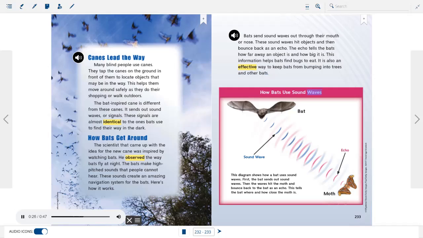How bats use sound waves. Bat, sound wave, echo, moth. This diagram shows how a bat uses sound waves. First, the bat sends out sound waves. Then the waves hit the moth and bounce back to the bat as an echo. This tells the bat where and how close the moth is.